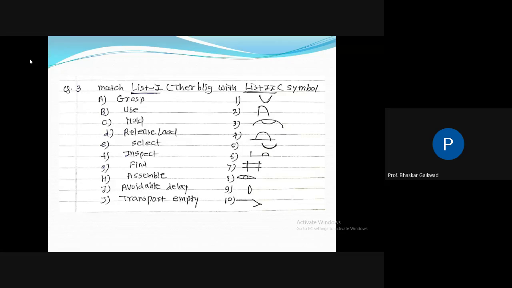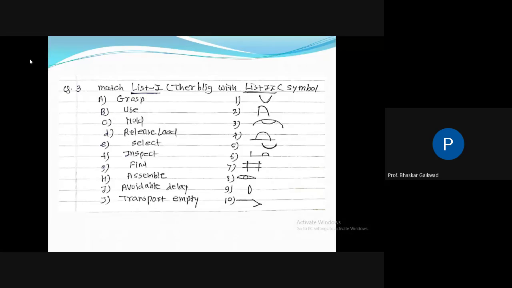Just you have to remember the symbols and this activity, Therblig activity. The total 18 activities are there. You have to remember the 18 activities and these matchings will be there. Always there is a 2 marks question in your GATE exam: match the Therblig symbols and Therblig activity. Okay. So this is about question number 3 for assignment number 3.